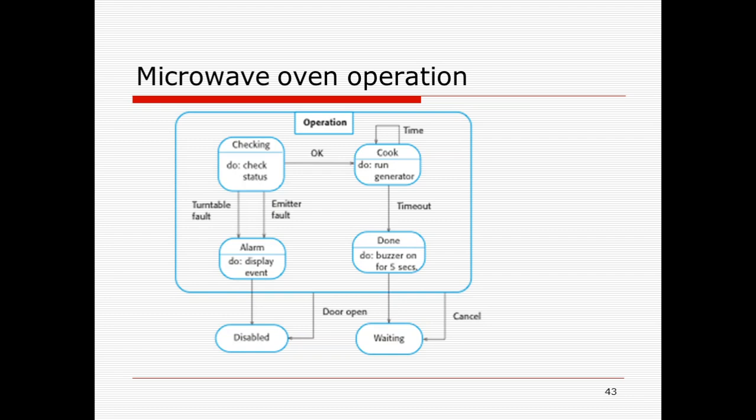Similarly, there is another example, the microwave oven operation. So for the oven operation, that is the microwave operation, here it is the same kind of operation. These are the different states: the checking, cook, alarm, and done. Okay, disabled and waiting.